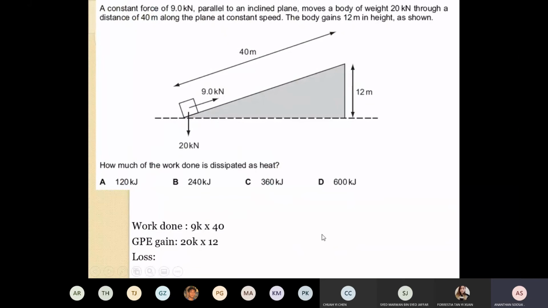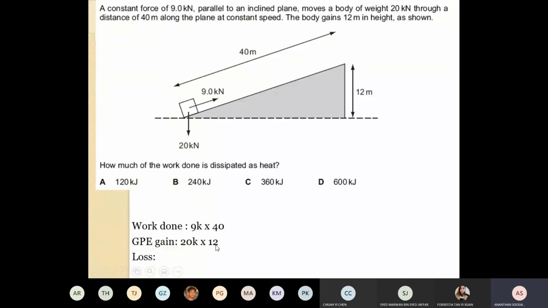Okay, let me use the whiteboard to tell you. I hope you have the figures in your mind. So you see in this diagram, the work done by the thrust is 9,000 times 40 in joules. Okay, that's the work done by the thrust. How much is the potential energy gain? Potential energy gain is mgh. What is the weight of the object? 20 times h. h is 12. So GP gain is 20 times 12.